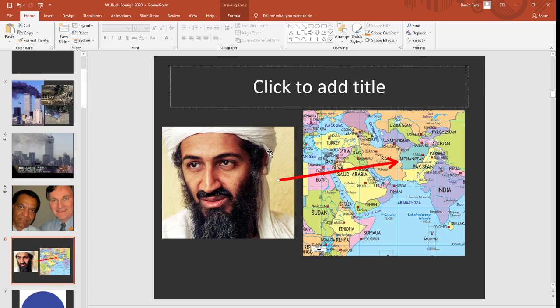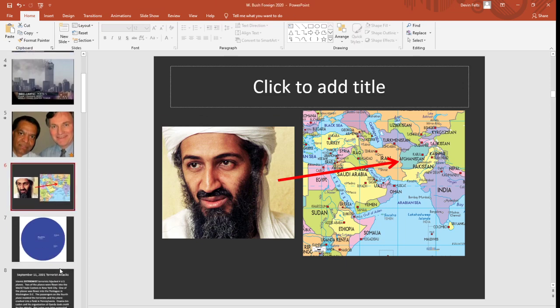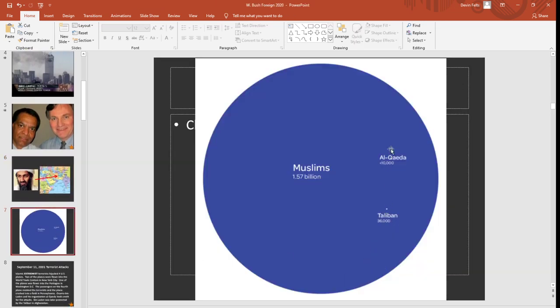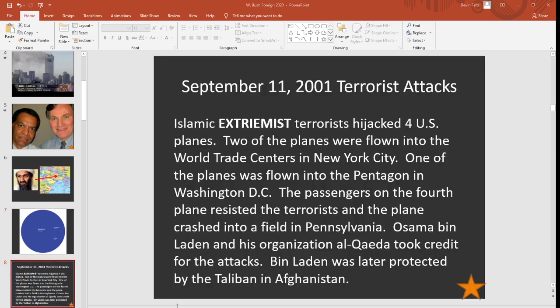It wasn't something that he wasn't used to. He'd been leading an organization for a long time. So he's the mastermind behind 9/11. And remember, when we talk about groups like Al-Qaeda and the Taliban, they represent a very, very small portion of Muslims worldwide, right? So let's go ahead and look at the notes on the first section here.